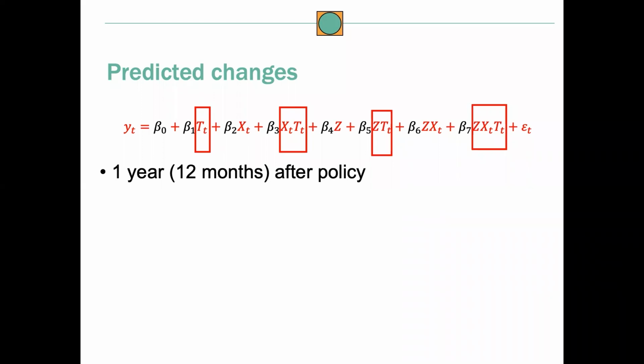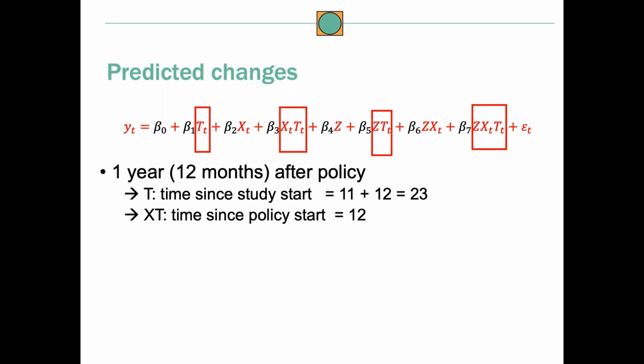And for this particular slide, we're focusing only on any time-related variable. We know that the policy was implemented in the 11th month since the study started, and we want to know the impact 12 months later. So we're interested in looking at the impact in the 23rd month. We need to know the number of months since the start of the policy. And since we're interested in the impacts of the policy a year later, our XT is 12.